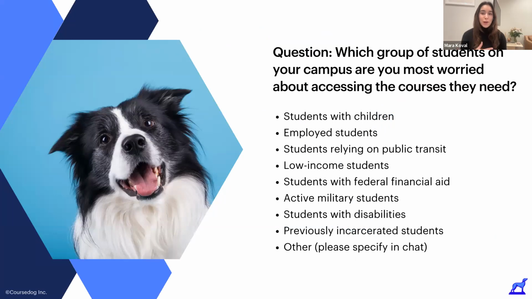So we just spent some time talking about how different groups of students can be impacted by a schedule that isn't created with their needs in mind. We'd love to actually go ahead and hear from you all about which groups of students on campus you're most worried about accessing the courses that they need. Please select which group of students you're most concerned about of the group shown here. And then if there's another group that we don't have listed here, go ahead and select other and type your answer into the chat. We've gone ahead and launched the poll and we'll leave it open for about 60 seconds or so.